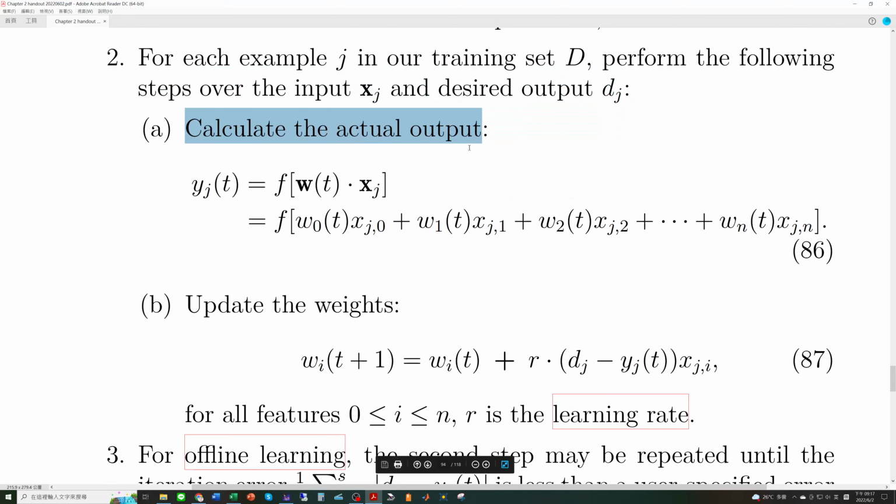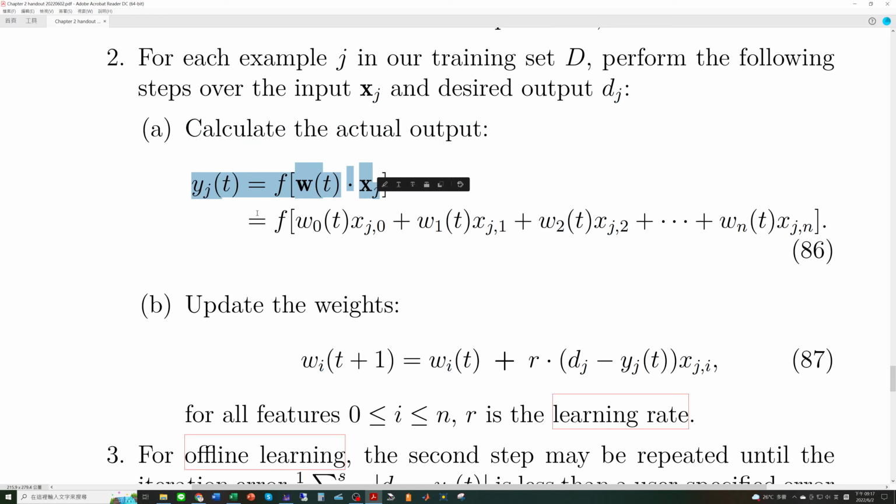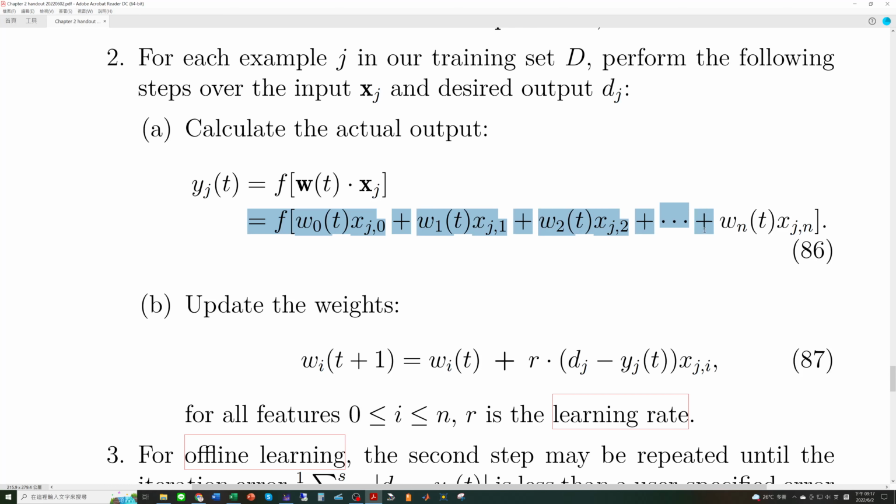Step 2a, calculate the actual output. So yj of t is equal to f of w of t dot xj, which is equal to f of w0 of t times xj0 plus w1 of t times xj1 plus w2 of t times xj2 plus so on, plus wn of t times xjn.